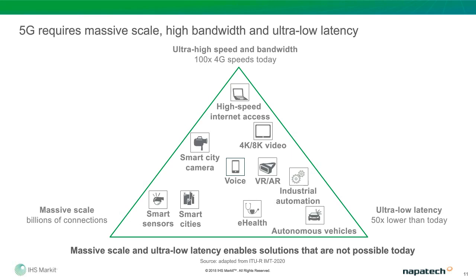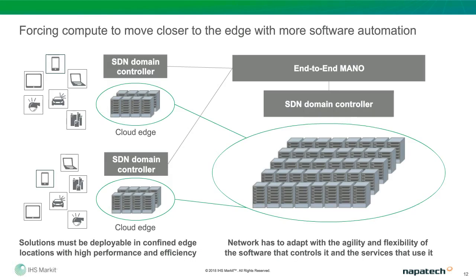If we then look at what that's doing to how we're architecting the networks, it's actually forcing compute to move closer to the edge. Lower latency in particular is going to be driving compute closer to the edge, as we want to make sure that we're providing high bandwidth, efficiency, and low latency to some of those new services.